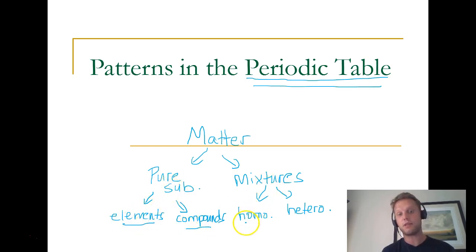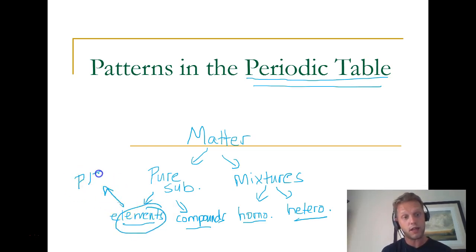compounds, and mixtures can be divided into homogeneous mixtures, which have one phase, you can't see the difference, or heterogeneous mixtures, which you can see the different bits and pieces in them. Now we're going to talk about elements today because elements are what are on the periodic table. And what are elements? Well, elements are just a whole bunch of atoms of the same type. So a bar of gold, for example, has a whole bunch of gold atoms.